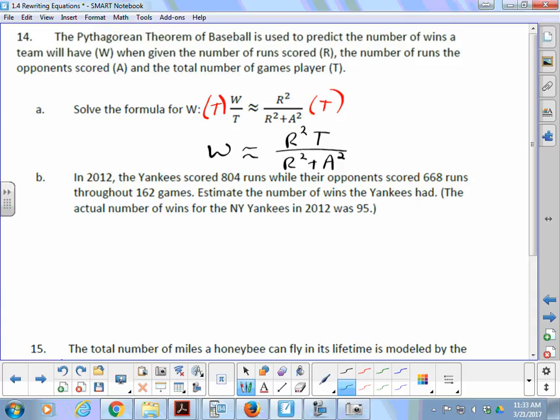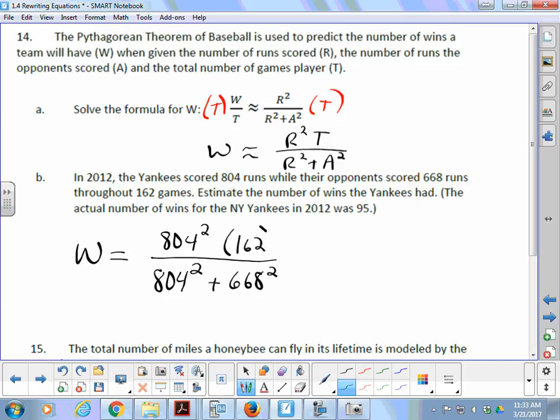All right, so we're trying to find W. And R is the number of runs that their team will score. Okay, so the Yankees scored 804 runs. So we put 804 squared for R. And the number of runs their opponent scored is A. So this is plus 668 squared in the denominator. And T is the total number of games they played. And so they played 162 games, so we're going to times 162 here.